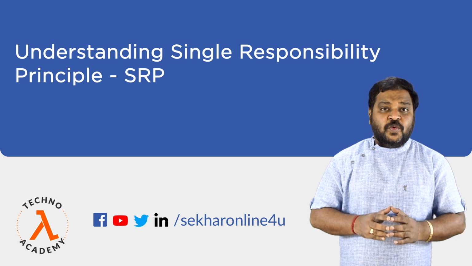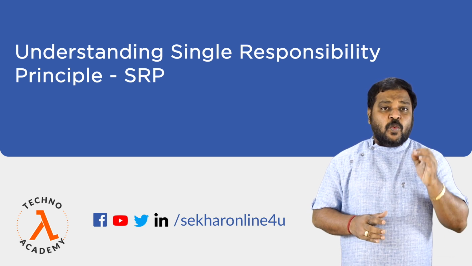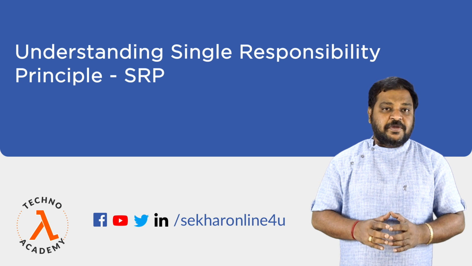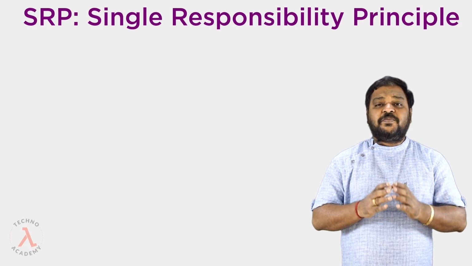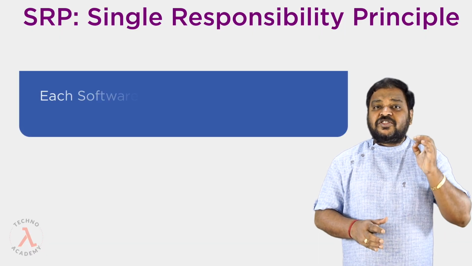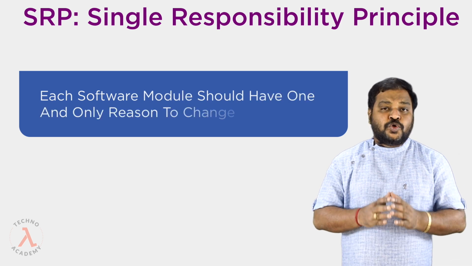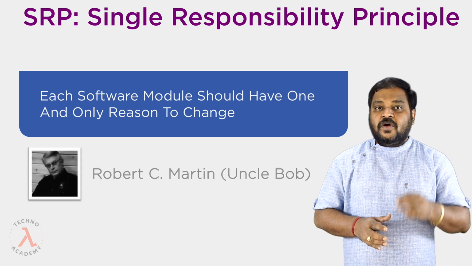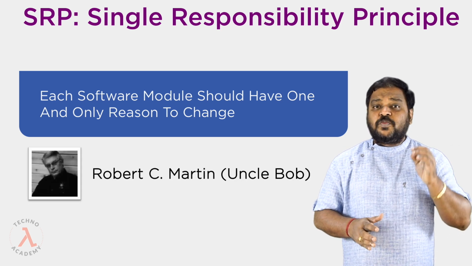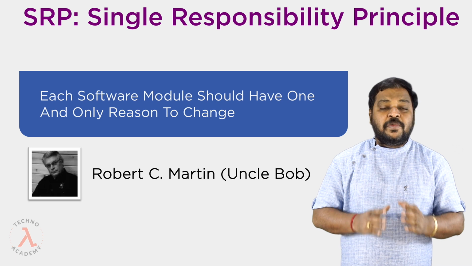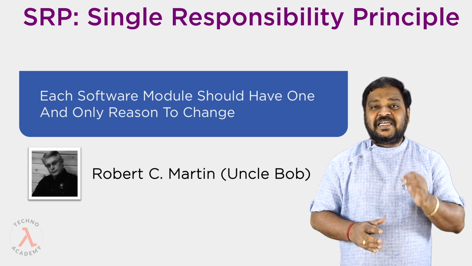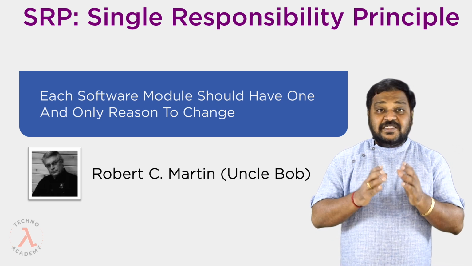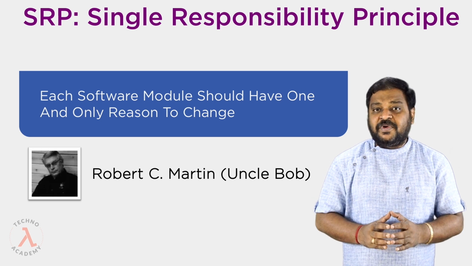In this video, let us try to understand what is single responsibility principle. So what does this principle mean? Each software module should have one and only one reason to change. Robert C. Martin, who is popularly called Uncle Bob, is credited for the single responsibility principle. To listen, it is a very simple statement, right?